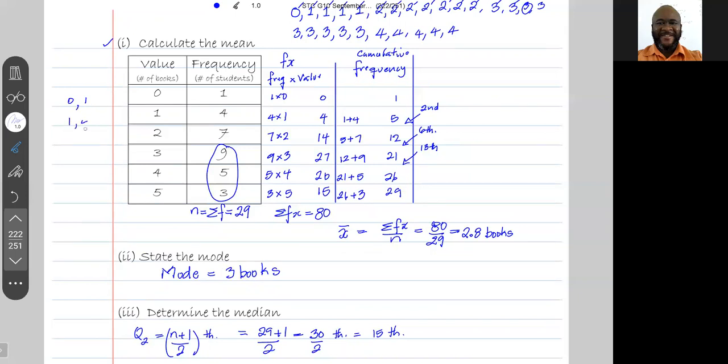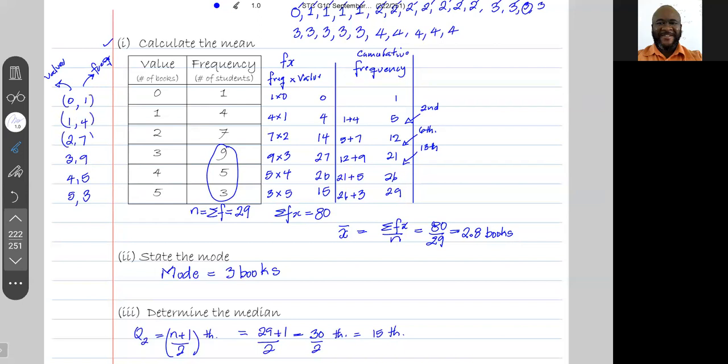1, 4, 2, 7, 3, 9, 4, 5, and 5, 3. The X coordinates are the values, and the Y coordinate is the frequency. These are the points we're going to plot.